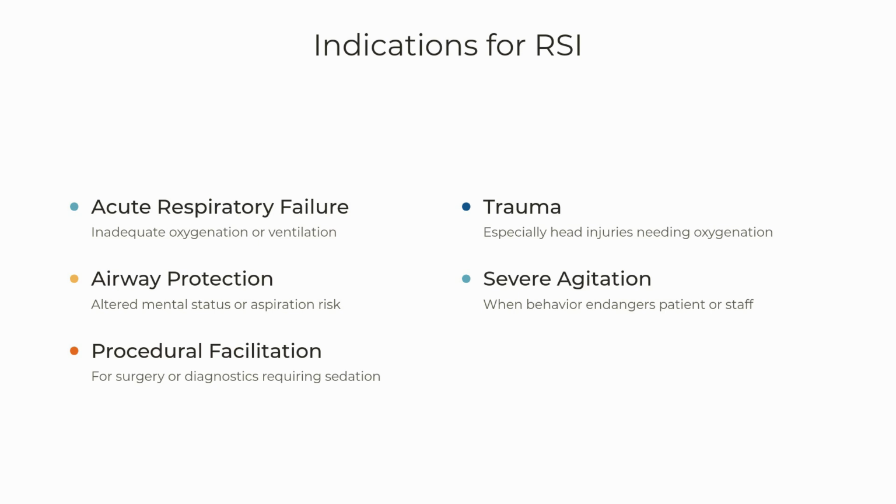Indications for rapid sequence intubation. RSI is used in several urgent situations. It's critical in acute respiratory failure when a patient can't breathe well enough on their own. We also use it to protect the airway in cases like altered mental status or when there's a risk of aspiration. It helps with procedures needing sedation, like surgery, and in trauma cases. Think head injuries where oxygen is a must. Plus, it's handy for managing severely agitated patients who might harm themselves or others.